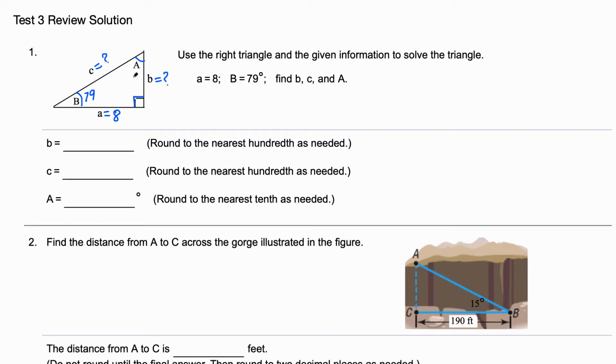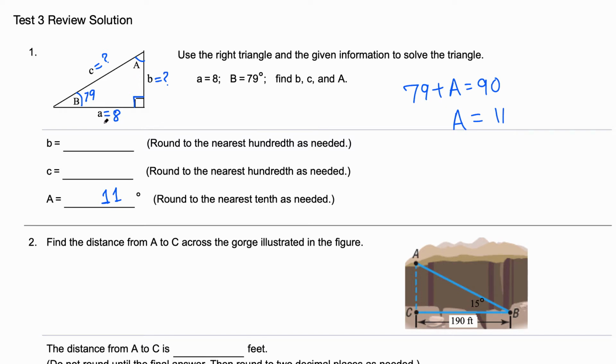We know that the sum of these three angles is 180. This is already 90. That means the sum of these two angles is 90. So 79 plus A must be 90. Subtract 79 from both sides, so we get A equals 11. So A is 11 degrees. Okay, now this angle is known.